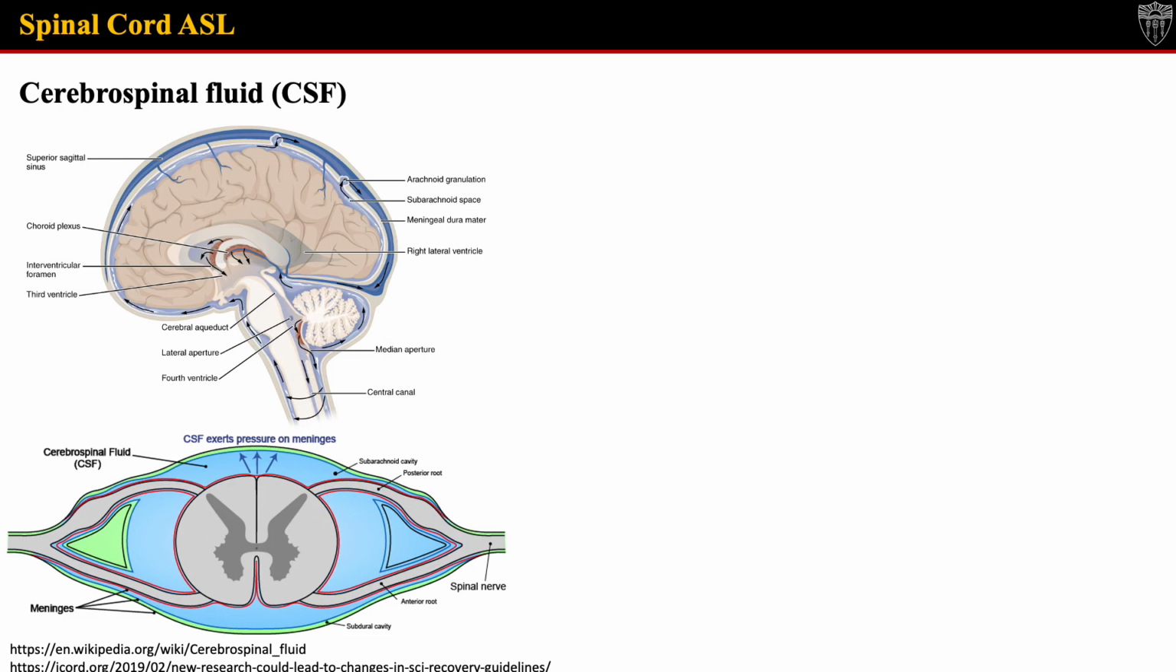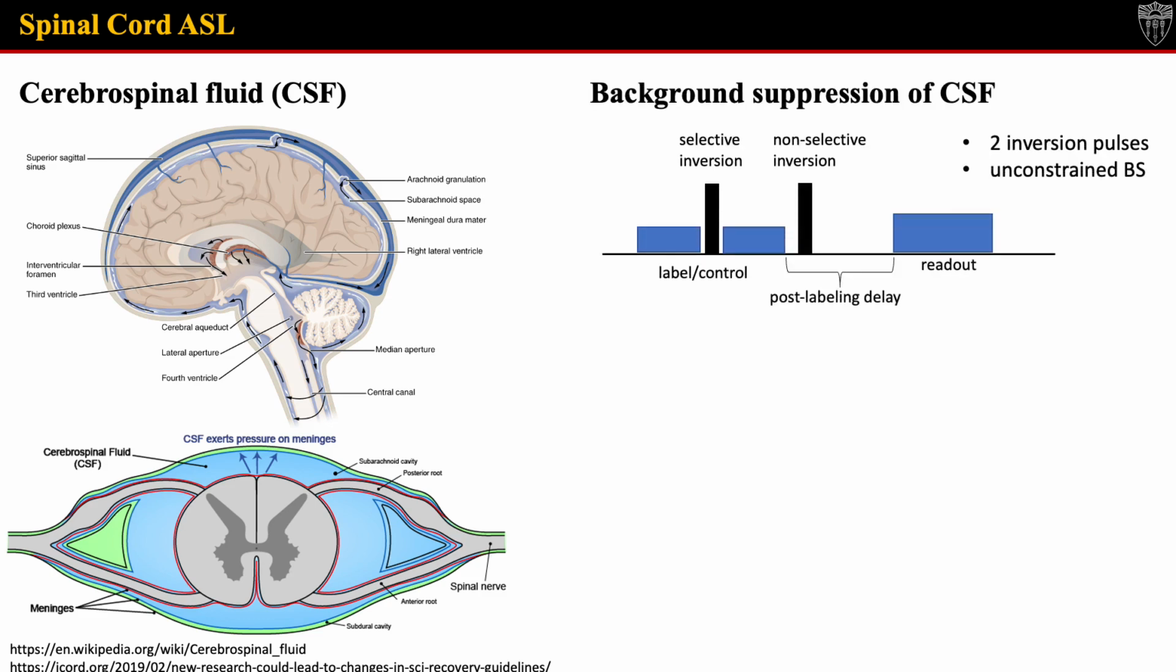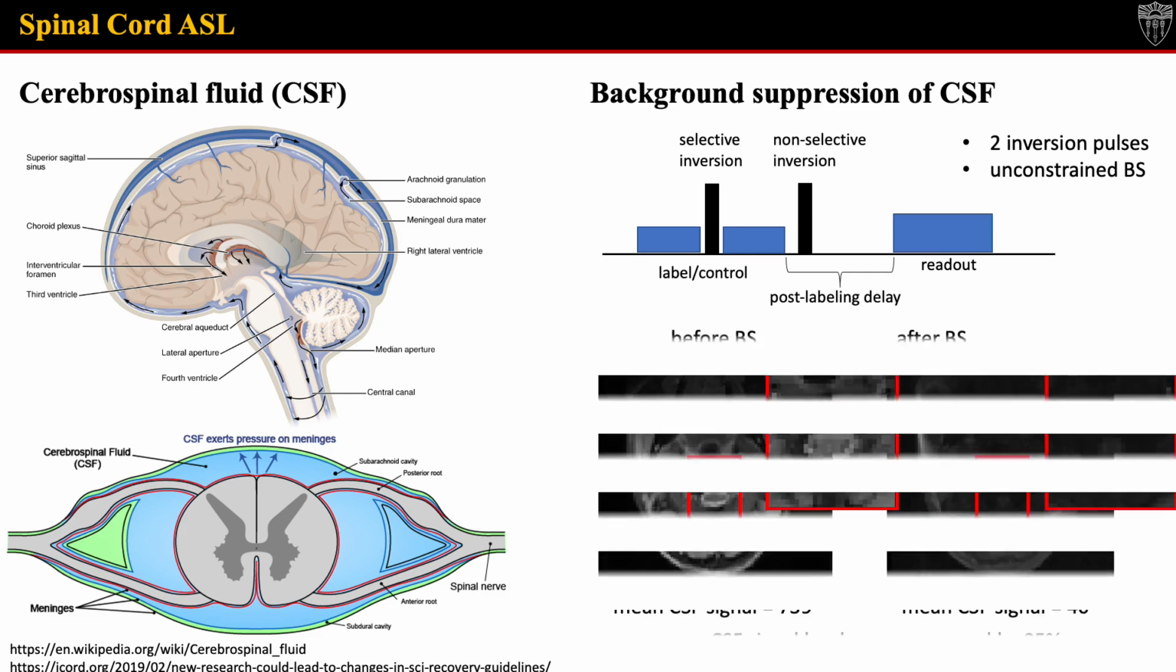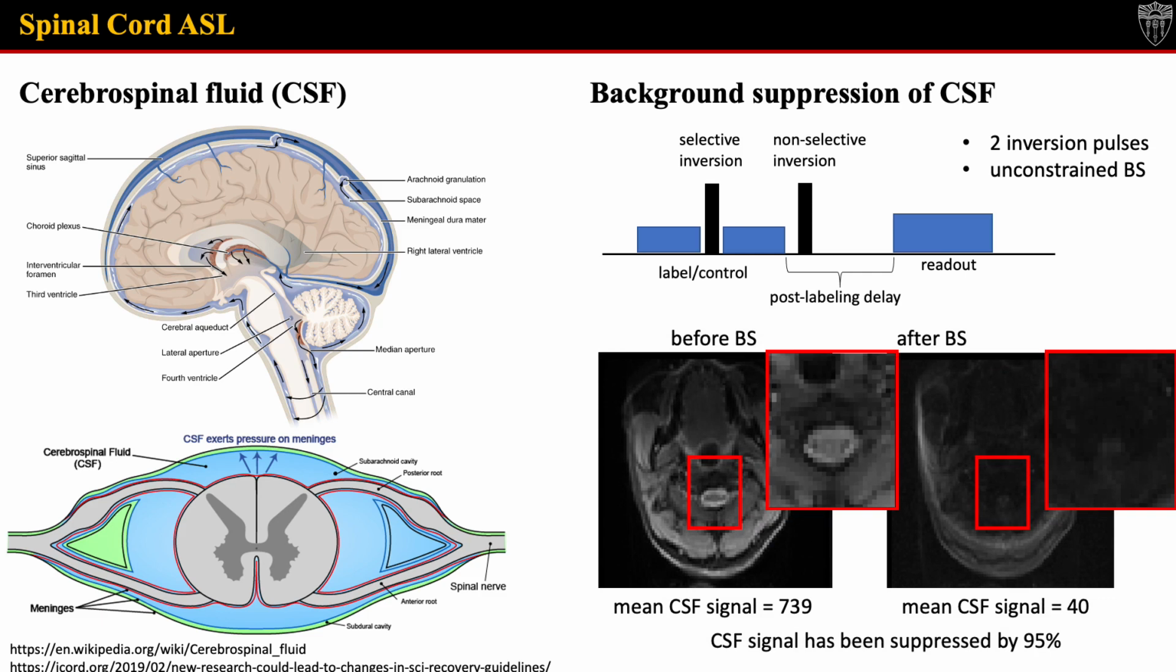The cerebrospinal fluid, or CSF, is one of the problems in imaging the spinal cord perfusion, since it exists around the spinal cord and is also flowing at a low speed, which will cause signal fluctuation. Background suppression is recommended in ASL application of the brain, and in the brain we usually want to suppress the tissue signal, which is gray and white matter. However, in the spinal cord, CSF is the main concern, and thus we want to use two unconstrained inversion pulses and optimize their timing to suppress CSF signal. This figure shows the image before and after applying the background suppression. We can see that by applying the background suppression, we can suppress the CSF signal by about 95%.